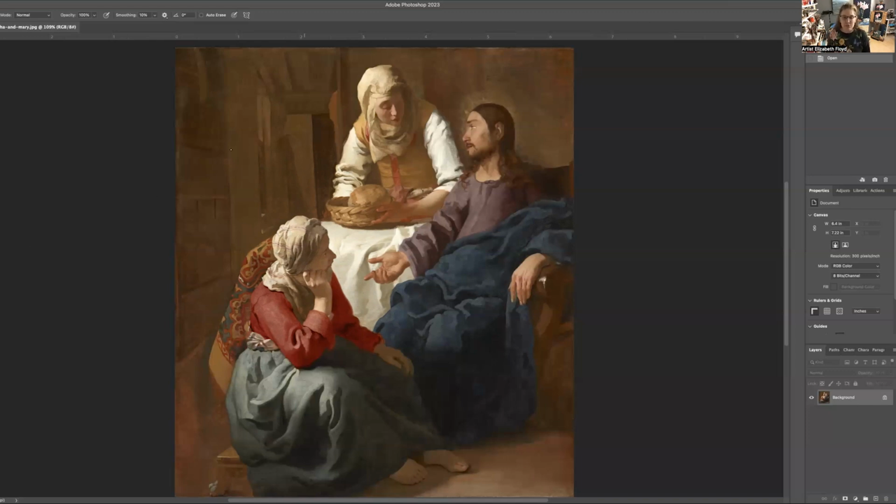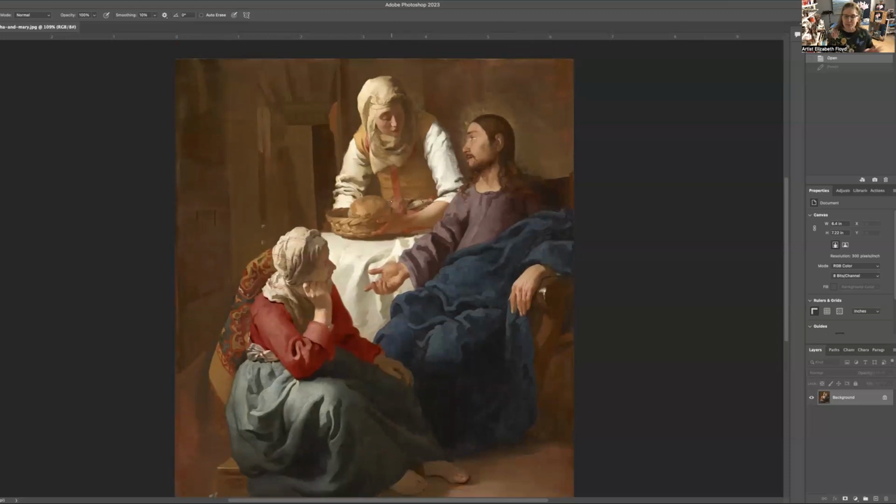And what I want to point out also is the symbolism of the fact that Martha has brought just a single loaf of bread to the table, which in a way symbolizes the Eucharist. So it's a wonderful painting, and it's a wonderful interpretation of this traditional New Testament parable or story.